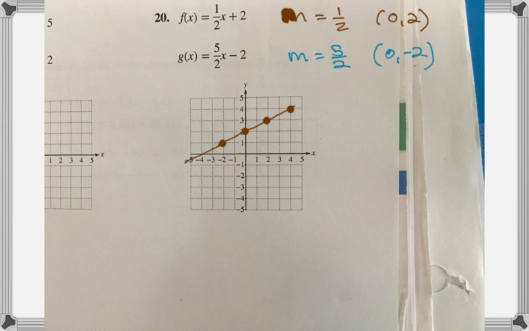There you go. Blue it is. We have 0, negative 2. And then we're going to go up 5. 1, 2, 3, 4, 5, and over 2. Oh, that's beautiful. We can already see what's going on here. Connect the dots.